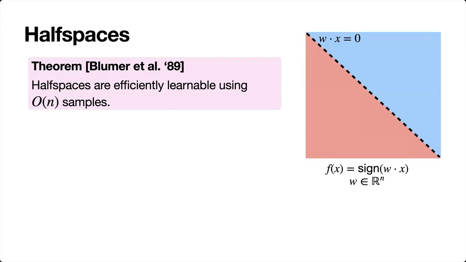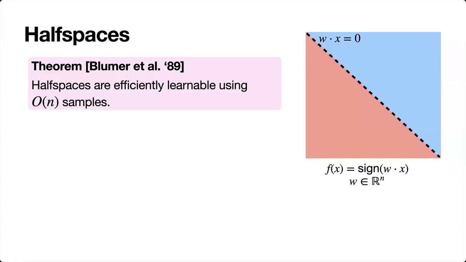Now, we've long known that half spaces are efficiently learnable in the PAC model. And essentially, the way that this works is you just apply VC dimension arguments to say that if you were able to find a half space that correctly labels a set of, let's say, 10n points, then you would get a hypothesis with good accuracy.